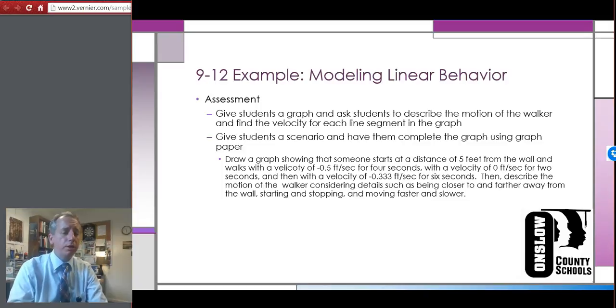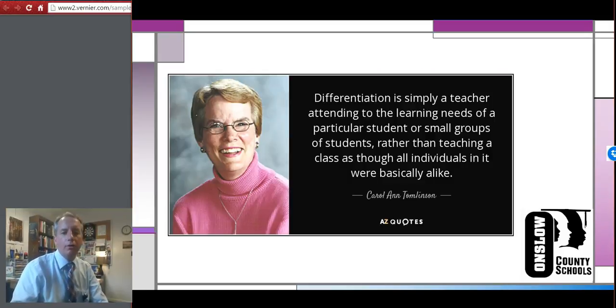And then as an assessment, and again, this could certainly be done over time, giving the students a graph and having them describe the motion. This gets a little tricky, right? When you're looking at speed versus distance graphs and velocity graphs and all kinds of things. So you can make this as rigorous as you would like. And then ultimately we want to be able to give the kids a scenario and have them create the graph that goes along with it.